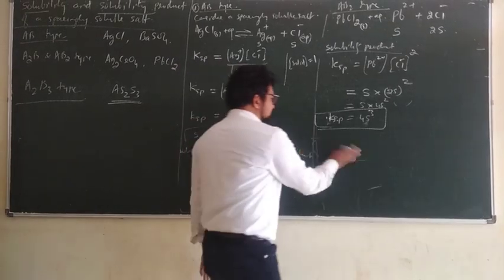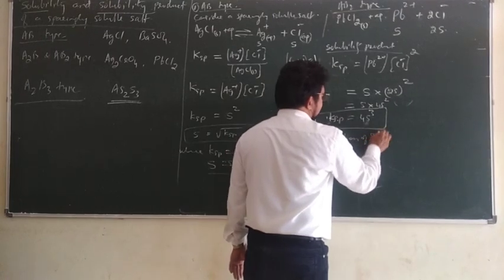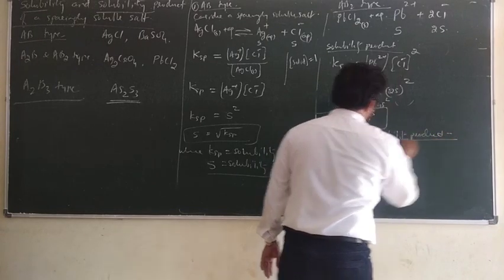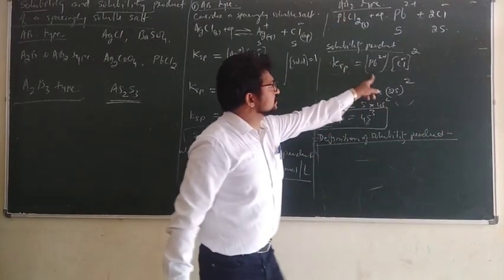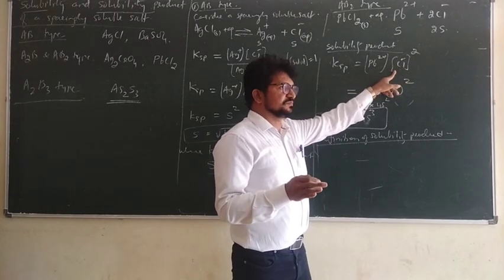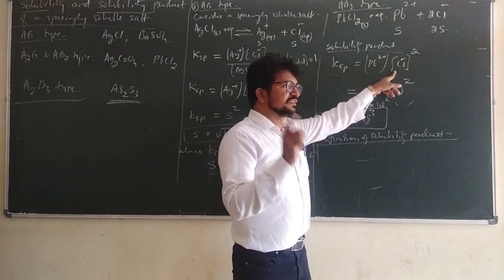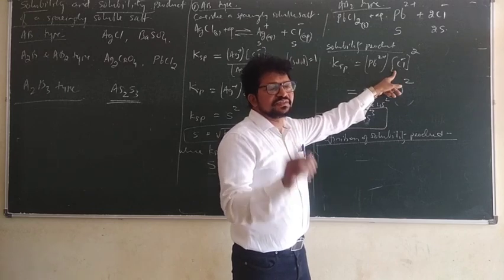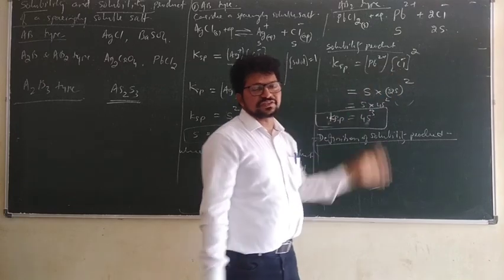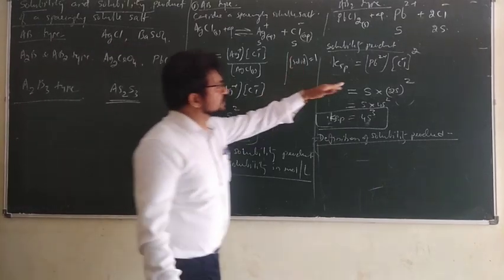Now define solubility product. Definition of solubility product: the product of molar concentrations of the ions raised to the respective stoichiometric constants in the saturated solution of a sparingly soluble salt, at constant temperature. This is solubility product. You just see the expression, you will understand.